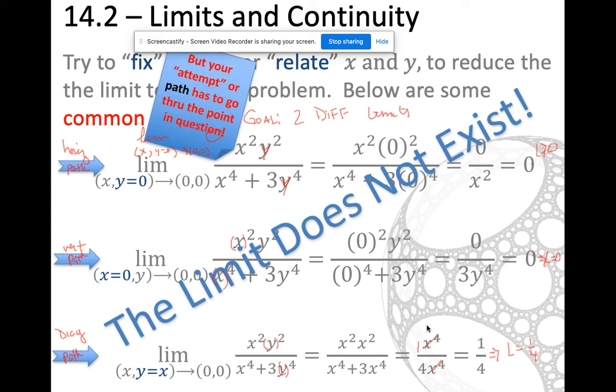Okay? Remember, your attempt or your path has to go through the point in question. I can't just choose random paths. So when I was looking at, right, y equals 0 goes through the point 0, 0. The line x equals 0 goes through the point 0, 0. The line y equals x goes through the point 0, 0.